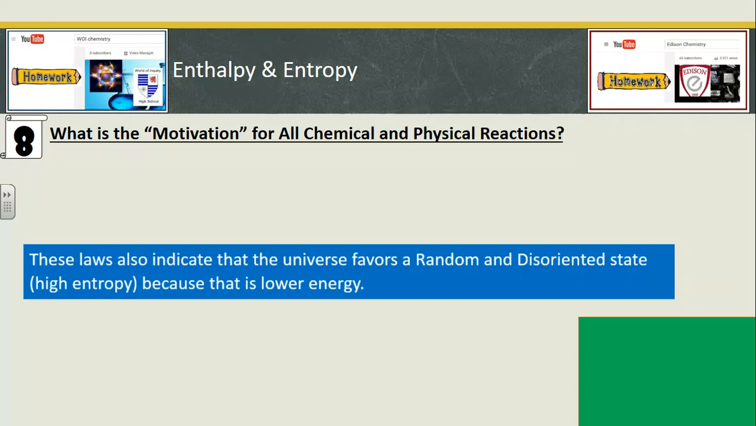So the universe favors chaos, randomness, and disorder. If left to its own devices, a brick wall would eventually crumble and fall apart and become sand and dust. It doesn't build itself up. We have to put energy in to make that happen. So the universe tries to break that back down.